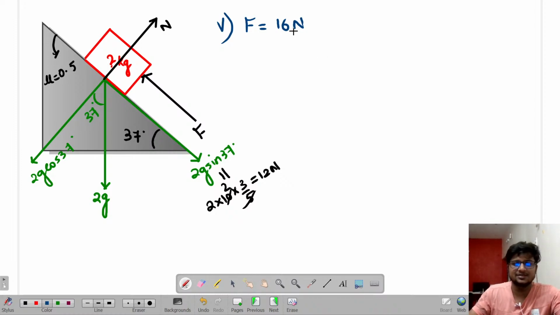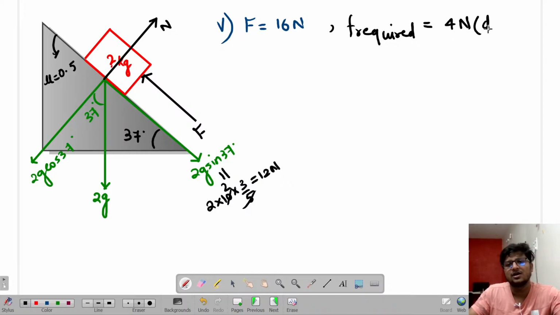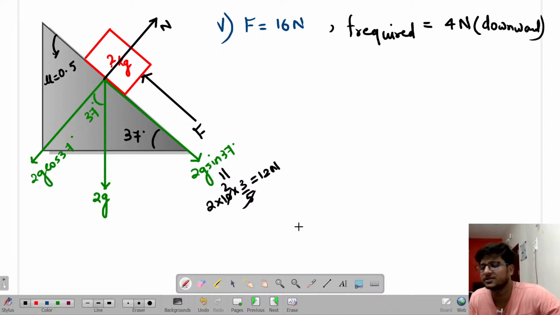See, this time F is equal to 16 Newton. My F required is how much Newton? This is 12. I applied 16 Newton in upward direction. So I require only 4 Newton in downward direction, such as to stop my body or not. Say me something, yes or no?